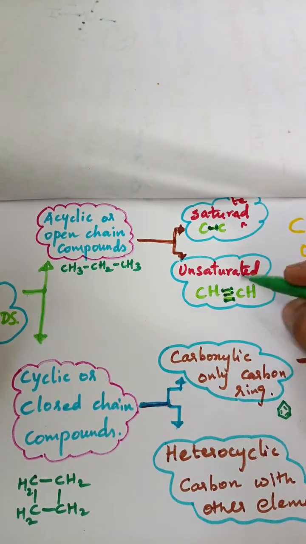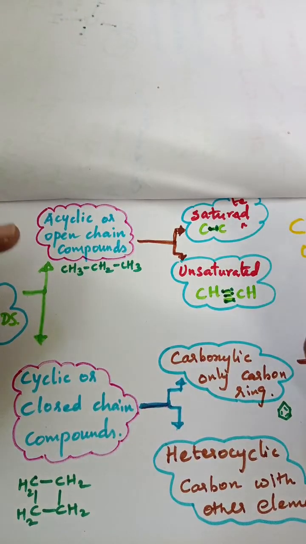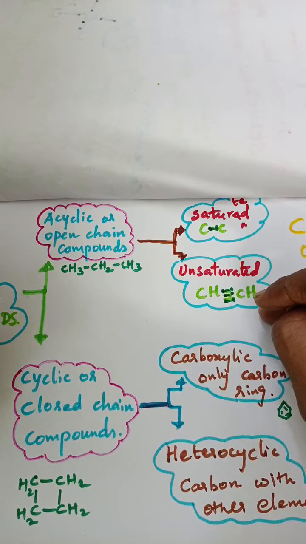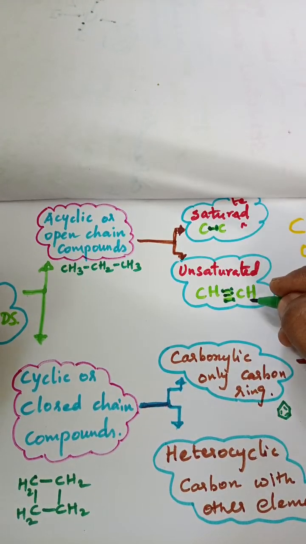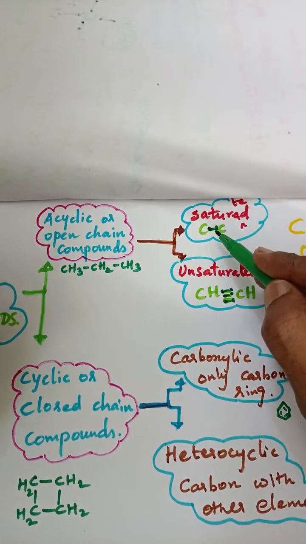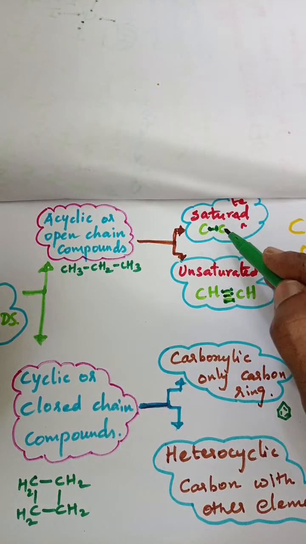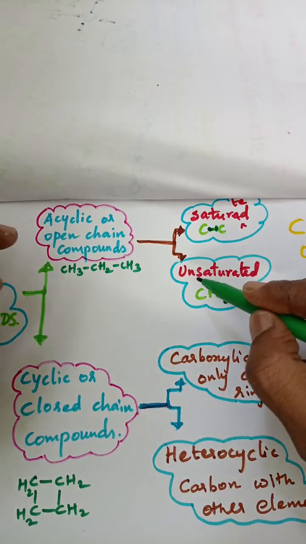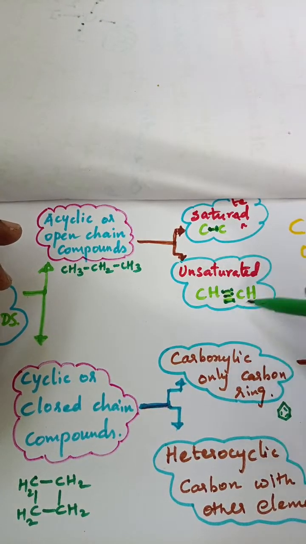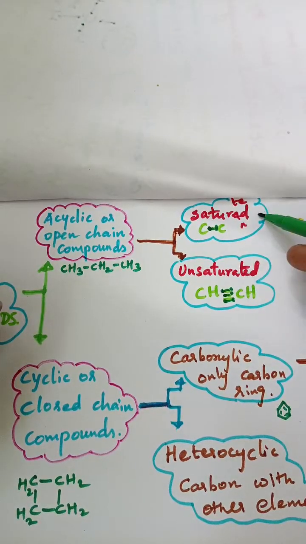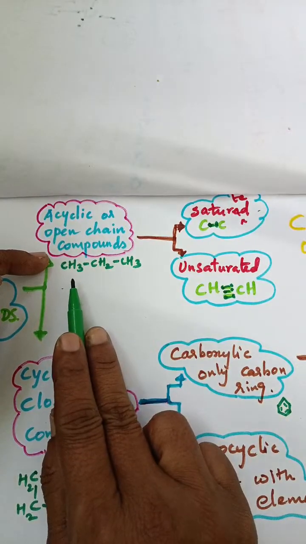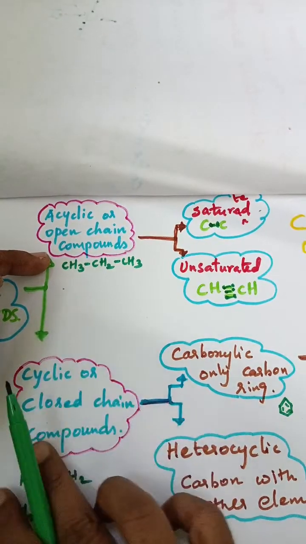Okay, the presence of a double bond, or 2 pairs or 3 pairs of electrons forming a covalent bond between the carbon atoms, is known as unsaturated. Remember, a single bond formation between carbon and carbon is known as saturated, and a double pair or triple pair of electrons forming a covalent bond between the carbon atoms is known as the unsaturated compound. Saturated, unsaturated. So this comes under the open chain compound or the acyclic compound.